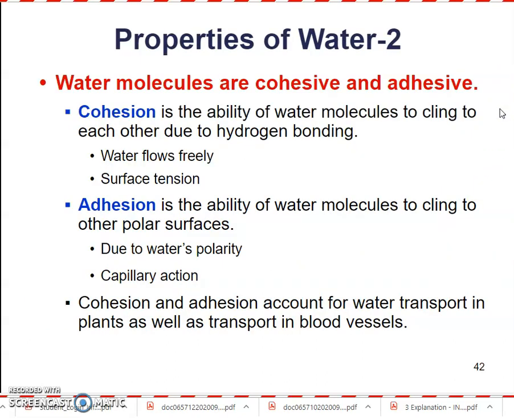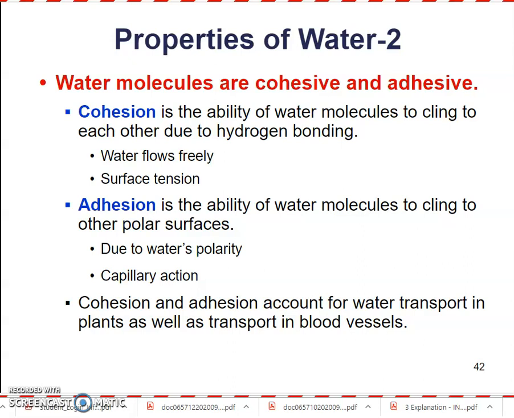Properties of water, slide 2. Water molecules are cohesive and adhesive. Well, cohesion is the ability of water molecules to cling to each other due to hydrogen bonding. Water flows freely, and this is why we have surface tension. That's why water striders, those bugs that skate on top of the water, can do that, because there's a lot of surface tension.